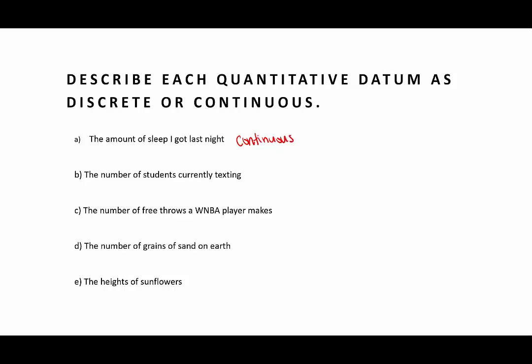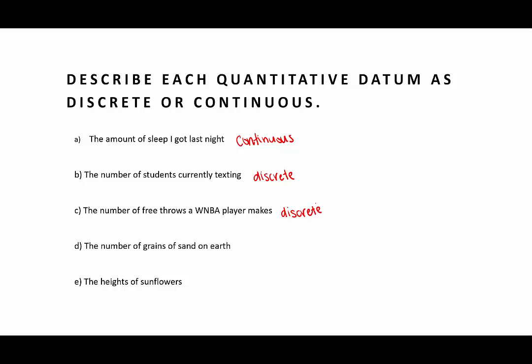The number of students who are currently texting. So if we were in a classroom and I looked around, that would be a discrete number. I guess hypothetically, being that this is a video, maybe it is continuous, but no, because there can only be one person texting or 3 people texting, 12 people texting. There can't be 12 and a half. You can't be half texting. That's not a thing. The number of free throws a WNBA player makes, that would be discrete. We would be able to count 1, 2, 3, discrete separation between the different values that we could assign.